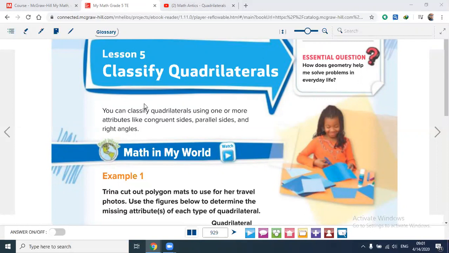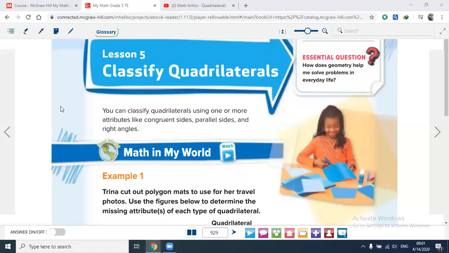To classify triangles, there are two types: by its sides and by its angles. By the sides, there are three types of triangle: isosceles, scalene, and equilateral. By its angles, acute and obtuse triangle. Today we're going to classify quadrilateral.